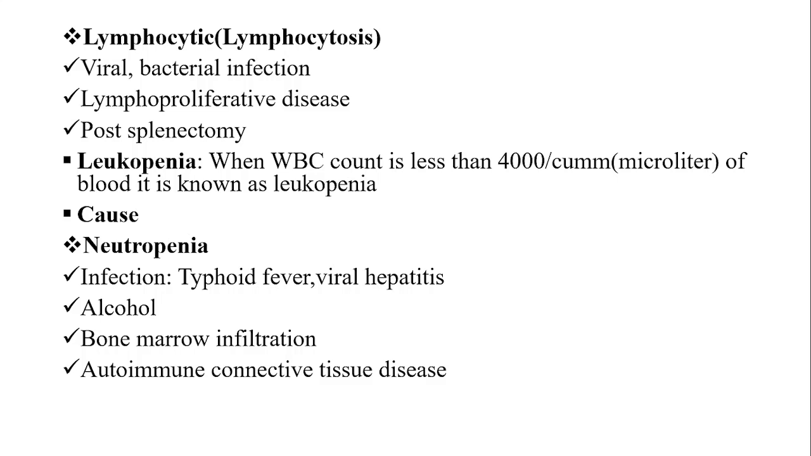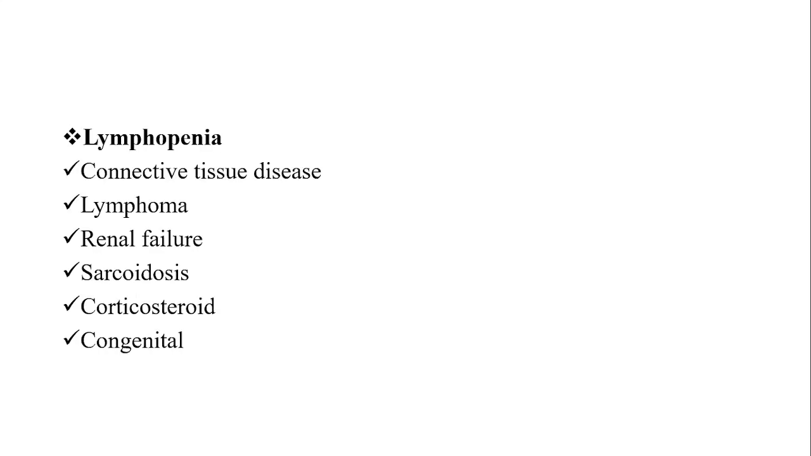Leukocytosis means the increased number of WBC above the upper range of normal. Just like that, leukopenia means decreased count of WBC below the lower range of normal, that is below 4000 per cubic millimeter or microliter of blood. Neutropenia is when the count of neutrophil decreases. It can decrease in typhoid fever, viral hepatitis, alcohol, bone marrow infiltration, autoimmune connective tissue disease, because all of these diseases have the ability to reduce our body's immune system. So this also has the ability to reduce the count of any type of WBC, including the neutrophil.